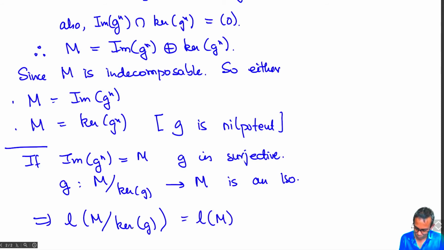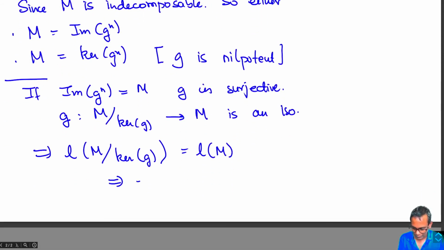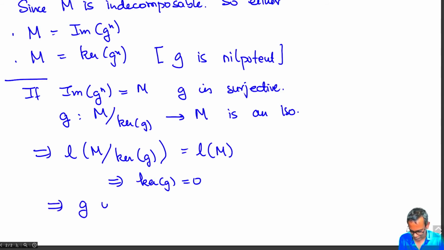So the length of M mod kernel g is the same as the length of M, but this is only possible if the kernel of g is 0, because you could take a Jordan-Hölder series for M and then pull it back here via this isomorphism and get a composition series of length 1 greater by adding kernel g to it. So the only way this can happen is that kernel g equals 0, which implies that g is also injective, hence an isomorphism.